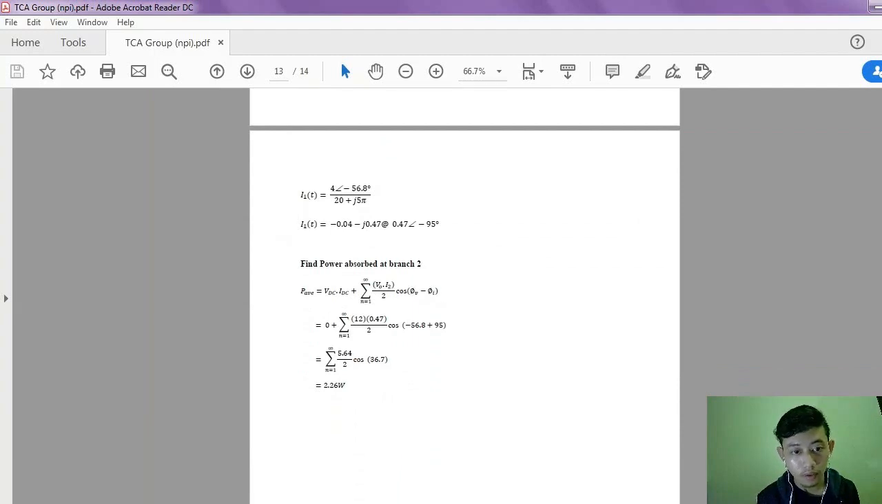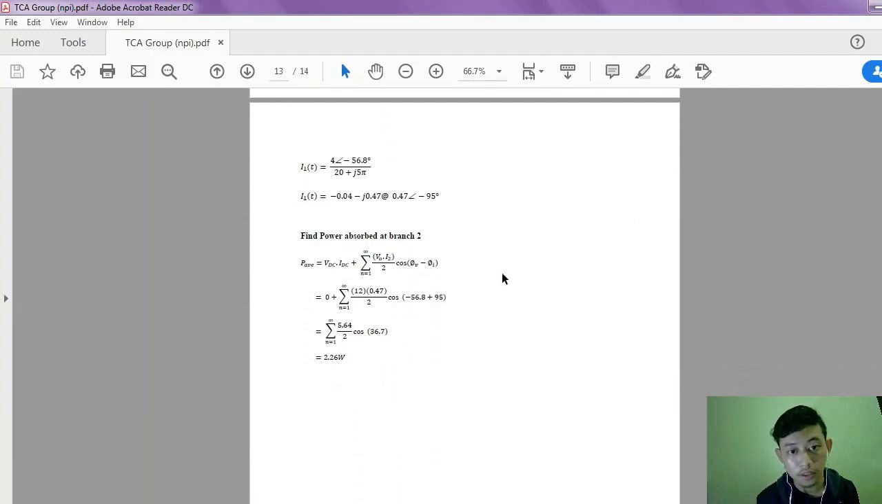Right, so the last thing that we need to do is find the power absorbed at branch 2. Actually, we can find the power at any branch. Maybe it can be the power at branch 1 or the total power for the whole circuit, but we choose branch 2. As we choose branch 2 as our reference, the current should be the current at branch 2 and the voltage should be the voltage at branch 2, which we can simply say is the voltage at the node.